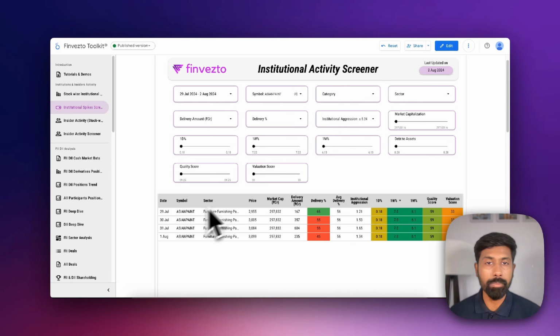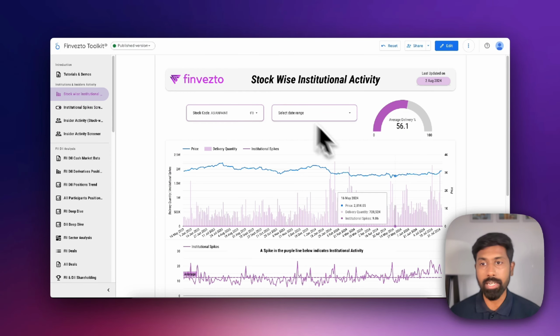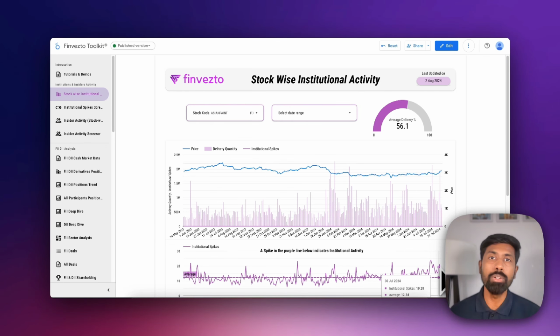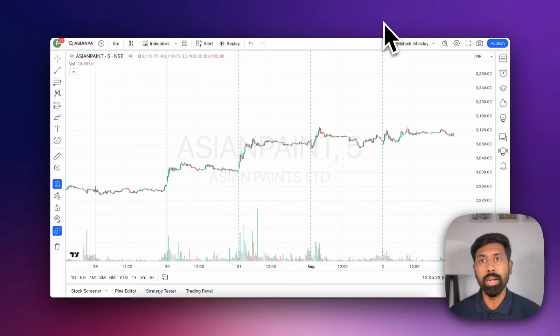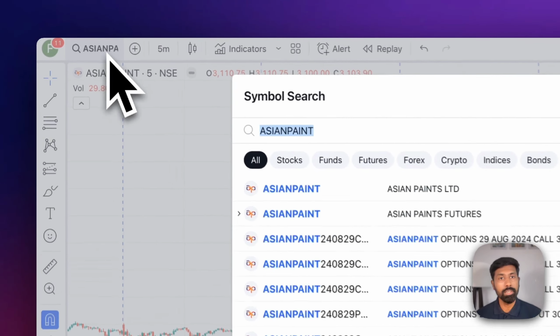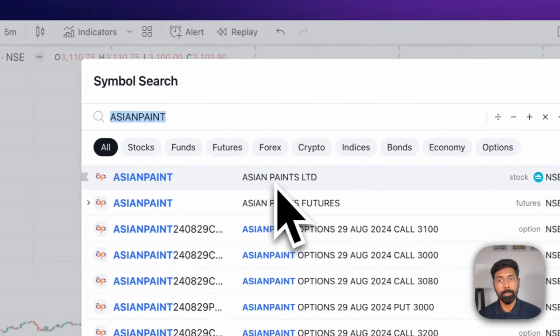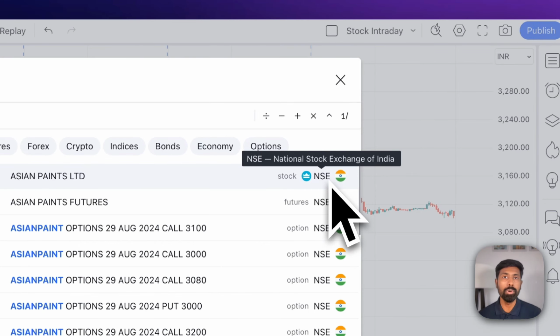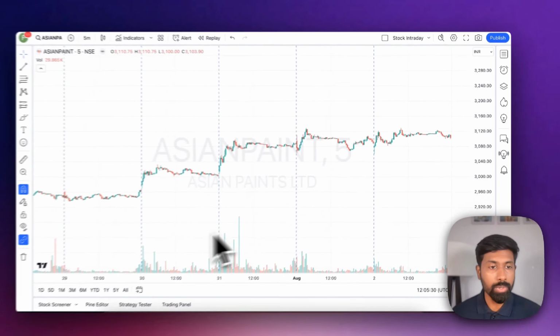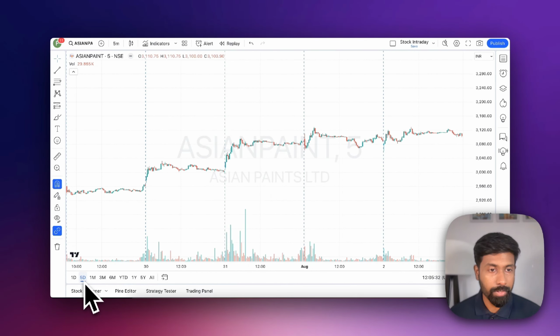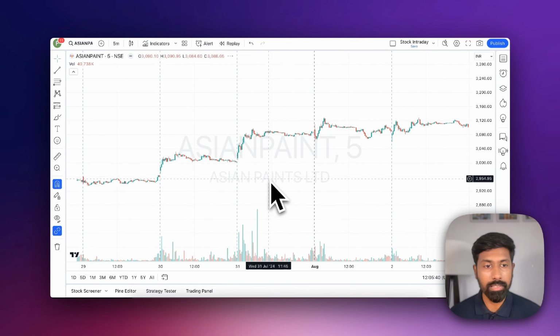We have confirmed from the screener page that institutional activity has been there. We have confirmed from the charts that yes, institutional spike has been there. Now what we do is we need to go to trading view. Under trading view, you click here and you load up Asian Paints Limited, NSE. Always load NSE symbol and you click on 5 days. When you click on 5 days, it will give you last 5 days data, that is last week's data in 5-minute intervals. So you will get this particular chart.